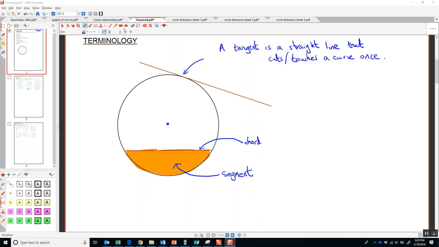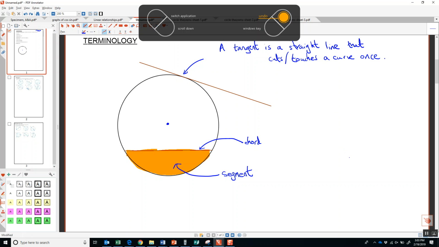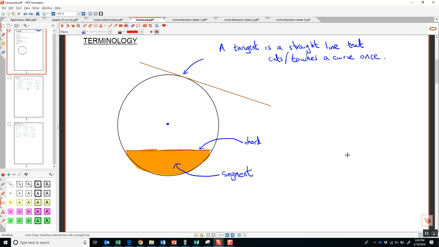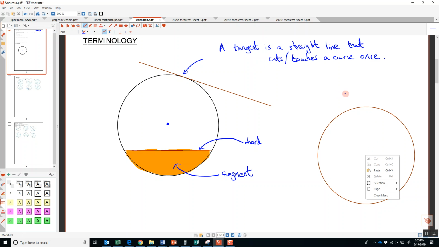I'm going to draw another circle just to put in a few extra things so that one doesn't get too busy. That is definitely not a circle. Oh, and that is not either. Circle. And on this one, I'll put my center point.